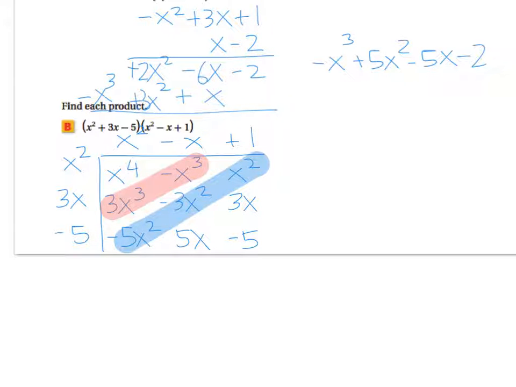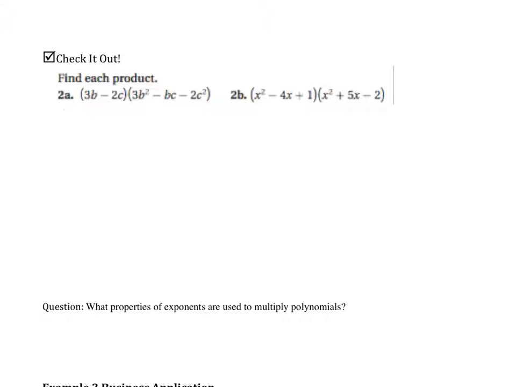You see that they have the same exponents. So x to the fourth, and then 3x to the third minus x to the third is 2x to the third. Negative 5 minus 3 is negative 8, plus 1 is negative 7x squared. 5 plus 3 is 8, and then minus 5. Okay, so you have the options. On the next page, find each product, whichever method you like to use. I suggest table format for the second one, but you can choose whichever method you like, and then come back and check the answers.